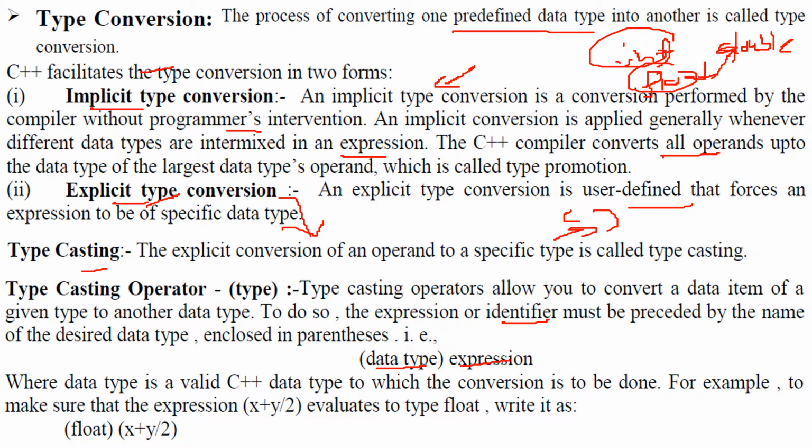So this is your expression. You want to explicitly change it to a certain data type, so that data type has to come as a prefix, prior to this expression, in the parentheses. I'll give you an example. This is (x + y) / 2, and say x and y are integers. You want to forcefully change the result to float. For that, you just have to write float inside the parentheses in front of x plus y by 2.